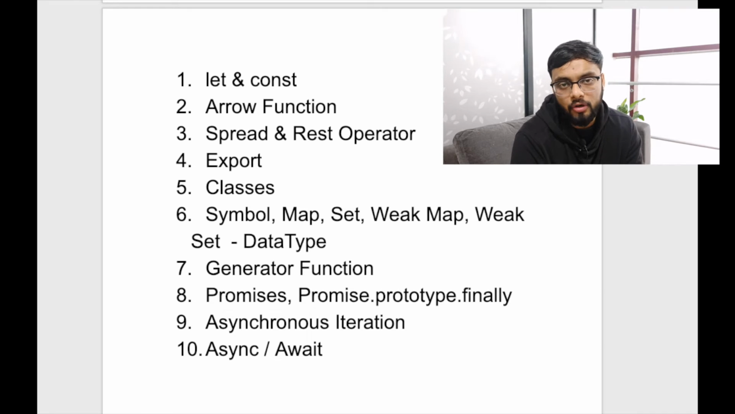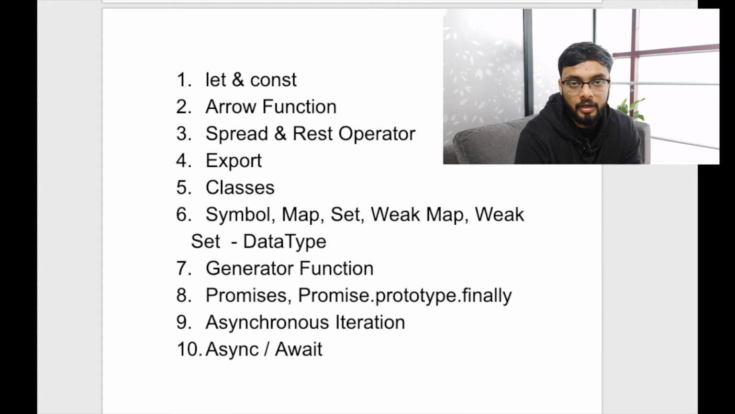The next is classes. I guess we have all heard about the keyword class, and now classes are available in JavaScript through ES6. And then there are data types like symbol, map, set, and weak map, weak set, respectively, included in ES6, and they all have their own benefit and own reason for existence.